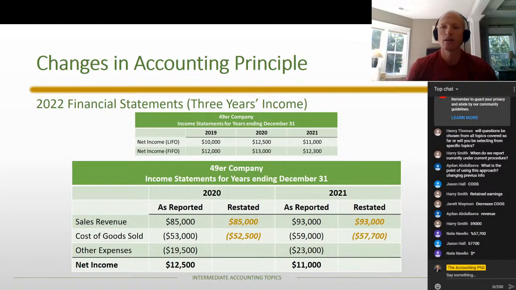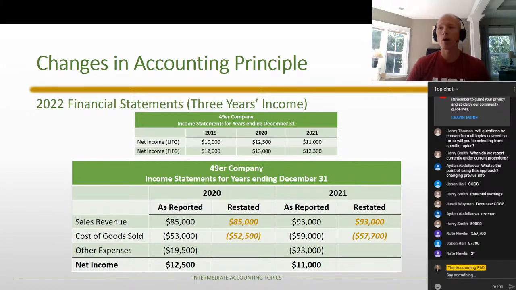And that is correct. So the restated cost of goods sold for 2021 would be $57,700. Now, how did we get that? We can see that there's a difference in net income in 2021 of $1,300. So again, given that this is a change in the way we account for inventory, the only thing that would account for that change in net income is a change in cost of goods sold. For net income to go up $1,300, that means cost of goods sold must be adjusted or restated downward $1,300.